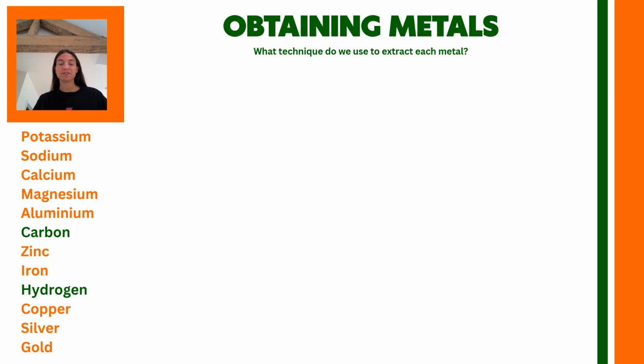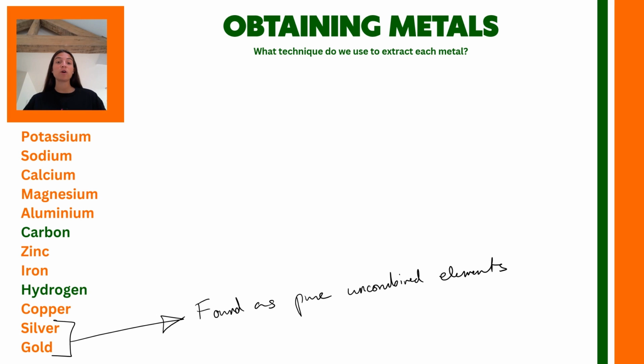Okay, obtaining metals. So what technique do we use to extract each of these different metals? Now, on my left is my reactivity series, and that's important because it's going to inform which technique we use depending on which metal it is we're trying to extract. And it might be no surprise to you that the easiest metals here to separate are the ones that are lowest on my reactivity series, so silver and gold.